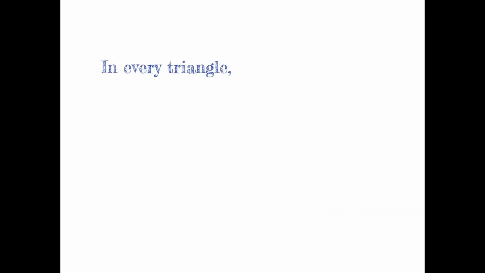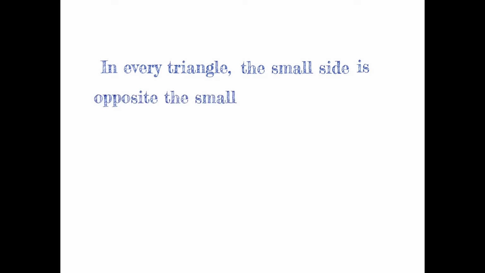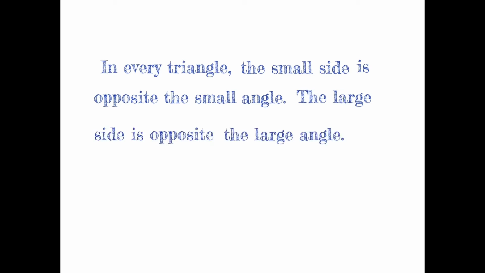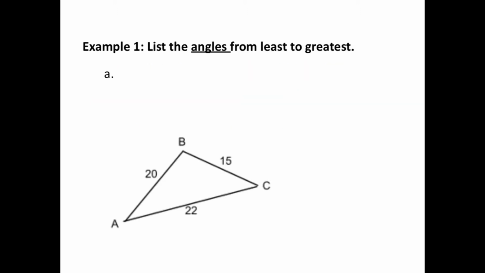In every triangle, the small side of the triangle is opposite the small angle, and the large side is opposite the large angle every single time. So let's use that information to list the angles from least to greatest. Now, if you notice in this example, it's asking about angles, but we are only given side length information.